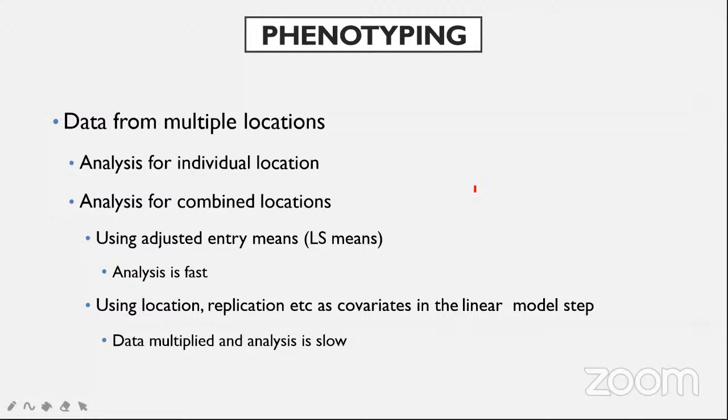At the same time, you could use location and replication as covariates in your final association mapping step. Here, data is multiplied and analysis is slow. Meaning, if you have three locations and 100 individuals, instead of working with 100 individuals for each location, we work with the same 100 individuals combined. So we will be working with 300 individuals. Instead of combining the phenotype, we have individual phenotypes. But here, your data is multiplied n times and the analysis is comparatively slow.